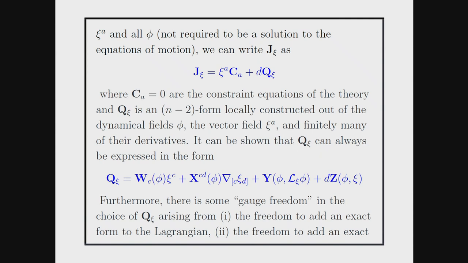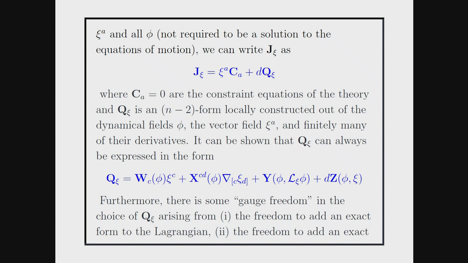I mean, if you choose a hypersurface, the normal, if you choose C normal to that, that's called the Hamiltonian constraint. If you choose the C tangential, those are the momentum constraints. And this object is going to play a big role in what I'm going to do, that you obtain from this Noether current, and that's what we called the Noether charge. So the Noether charge is an n minus 2 form, and it's locally constructed out of the dynamical fields and the vector field C, and of course only finitely many of its derivatives.